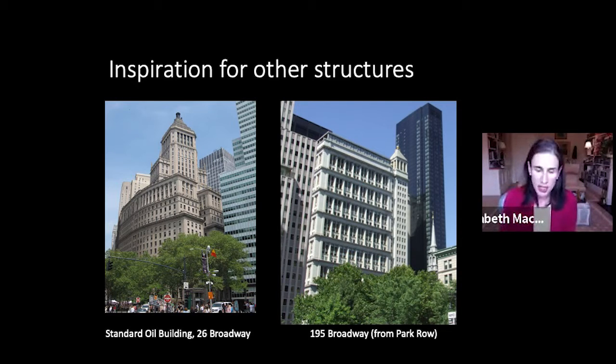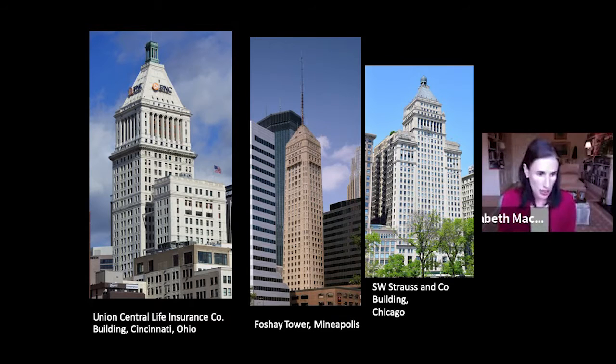The building was so successful that of course it is also copied outside of New York City. And so I have a couple of examples here from the Midwest, but I think the Union Central Life Insurance Building, which was designed by Cass Gilbert in Cincinnati, is an interesting example because one of the goals here was to make Cincinnati a regional center for insurance.